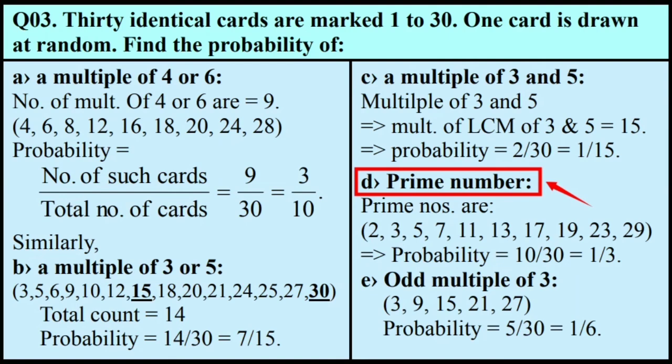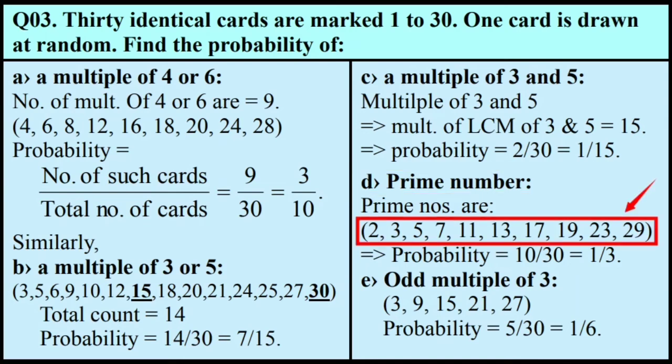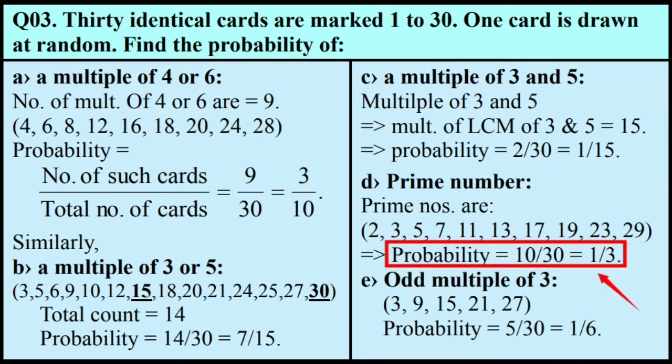The next one, number D. To find the probability of getting a prime number. These are the prime numbers shown in the range 1 to 30, and a total of 10 such numbers are there. Therefore, the probability of getting a prime number is 10 by 30, and in simplified form it comes to 1 by 3.